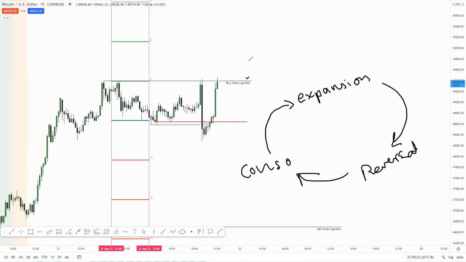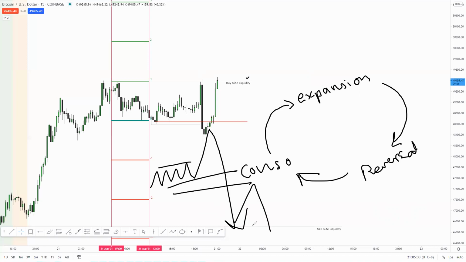So what does that look like? It looks like this. For example, expansion, reversal. What does it look like? Stop hunt, break in market structure, breaker entry, and then it goes lower. Then you have stop hunt, expansion, reversal, higher. These are the three components to price moves.